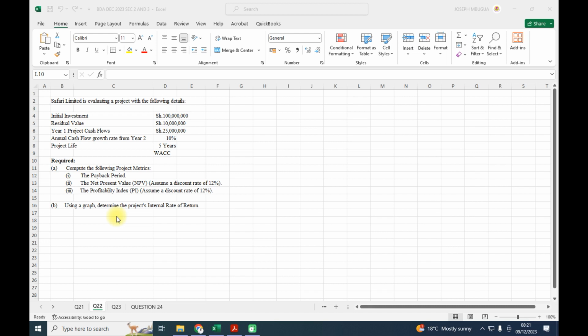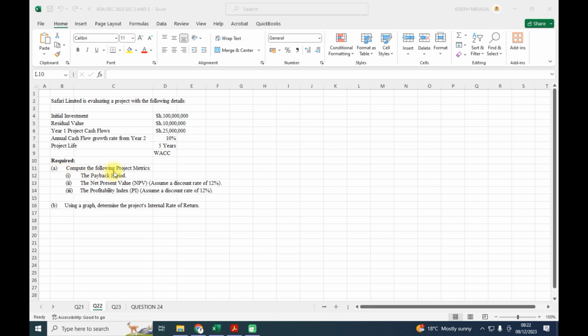So the metrics, and I will read the question. Safari Limited is evaluating a project with the following details. So we have investment, and we have the residual value. We have year 1 project cash flow. So this is what we're expecting in year 1. Annual cash flow growth rate from year 2 now. And we have the project life is 5 years. And we have the WACC.